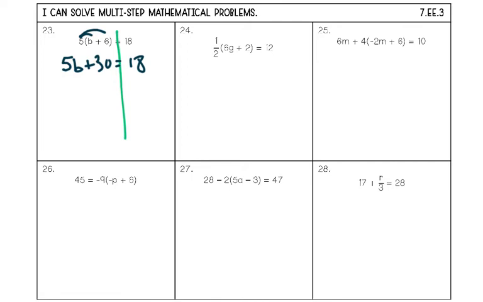So I'm going to get rid of the plus 30 with a minus 30. I'm going to do it to both sides. When I simplify, I'm left with 5b equals negative 12. That's a 5 times the b, so I'm going to get rid of that by undoing the times 5 with the divide by 5.